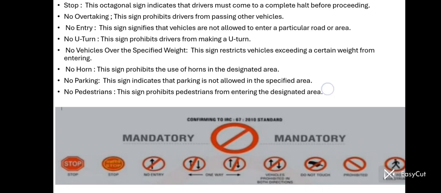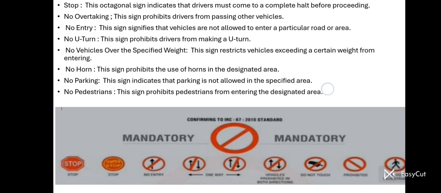And also like that only, no U-turns. The sign prohibits drivers from making a U-turn. No vehicle over specific weight. The sign restricts vehicles exceeding a certain weight from entering. No horn. The sign prohibits the use of horn in a designated area, and no parking. The sign indicates that parking is not allowed in a specific area. No pedestrians. The sign prohibits pedestrians from entering the designated area.